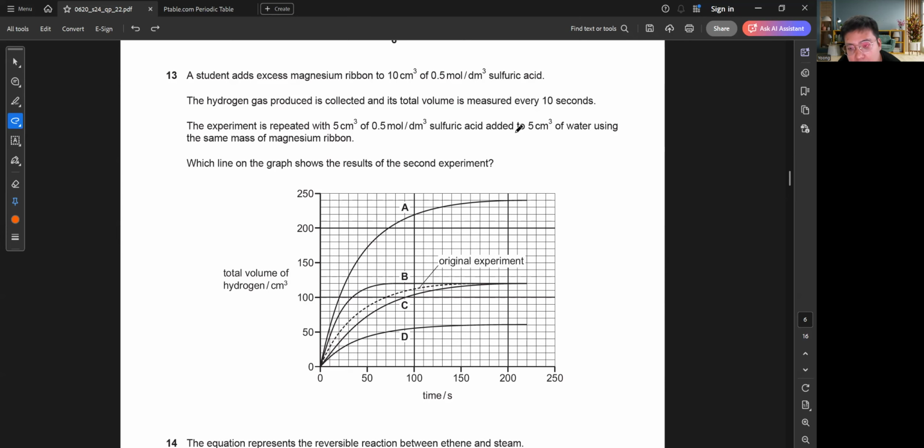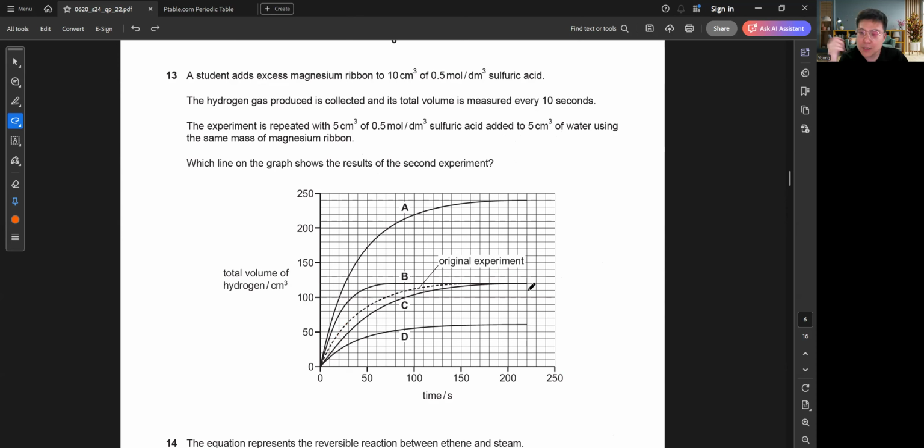The experiment is repeated, adding to a 5 cm cube of water using the same mass. So the difference is the volume of the water. Which line on the graph shows the result of the second experiment? So the original experiment is this one here.